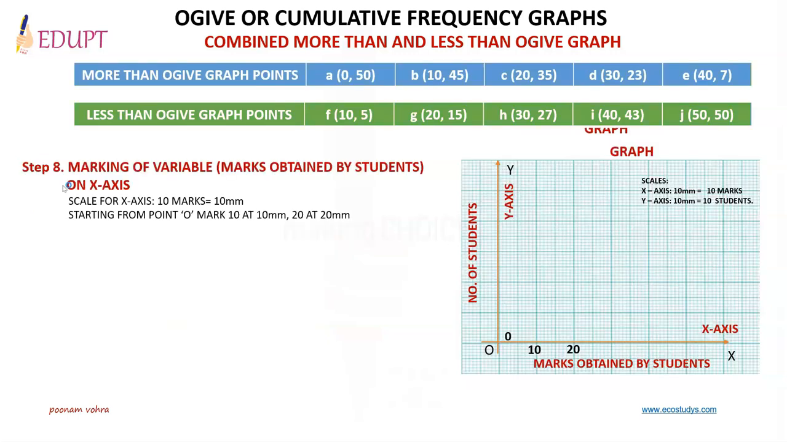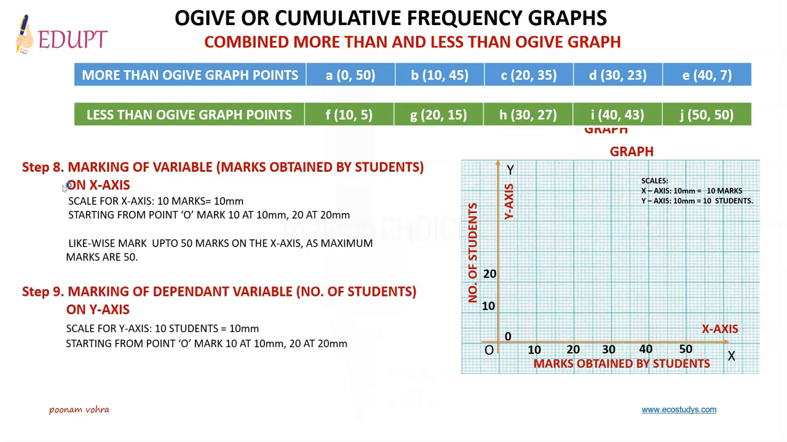Then you need to mark the variables on X-axis, and scale for X-axis is known, that is 10 marks is equivalent to 10 millimeters. So first point, which is 10, would be at a distance of 10 millimeters from 0, and then at 20 millimeters distance for 20 marks, and so on, mark it till 50. So is the case with Y-axis. Begin with 10 millimeters distance to have a mark as 10 students, and then at 20 millimeters distance 20 students, and so on, mark till 50 students.